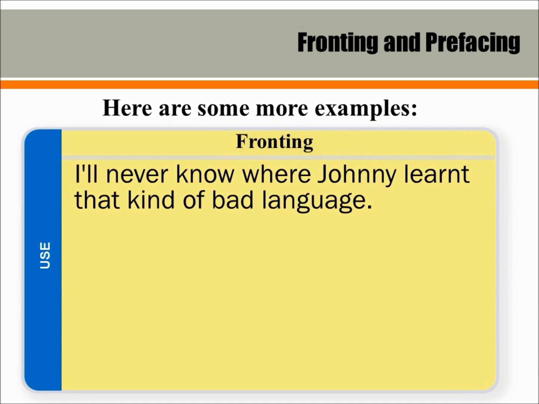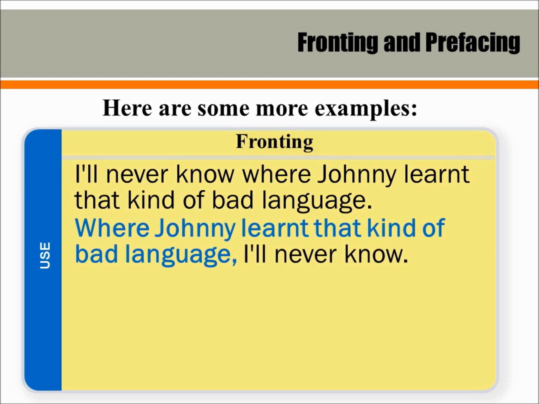Here's another example. The normal structure: I'll never know where Johnny learned that kind of bad language. Structure with fronting: where Johnny learned that kind of bad language, I'll never know. Again, used to express anger or irritation. Note the fact that the sentence stress is very marked on the words where and never.